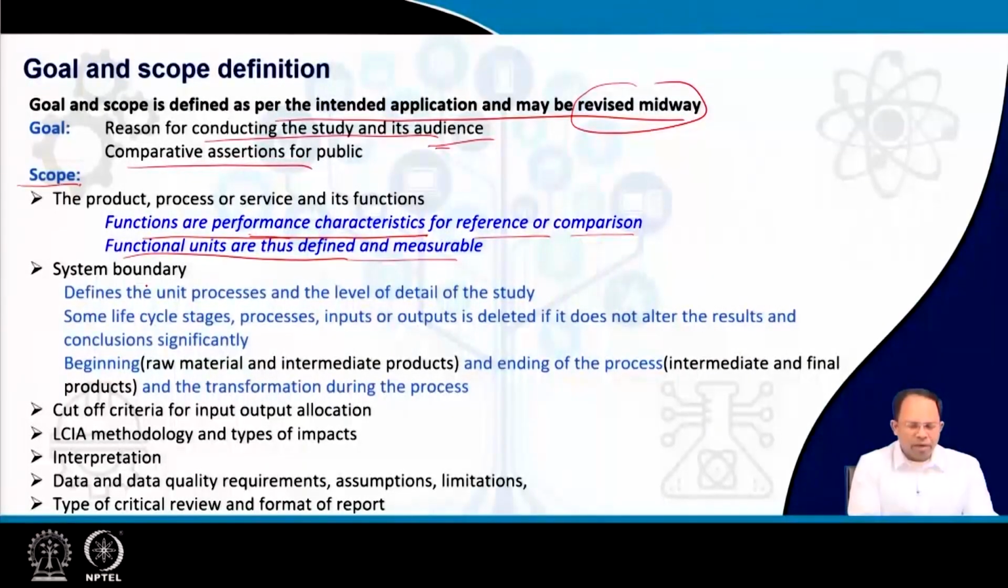So system boundary: once these basic functions or performance characteristics are defined, based on which we will compare the two products, then we have to define the system boundary. Now, the system boundary could mean the different processes and the level of detail of the study. That means when I am comparing two products, if I go into details of the study, we can reach such minor details which may be too difficult for the audience to understand. Or it could be at such a level where both of the studies are more or less the same, right?